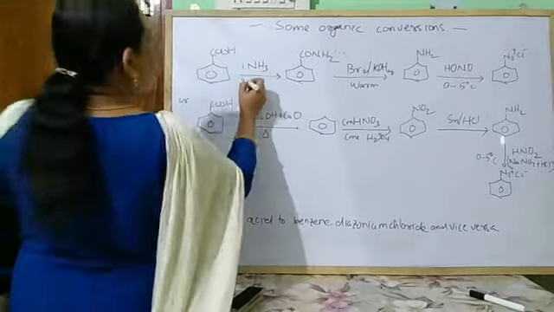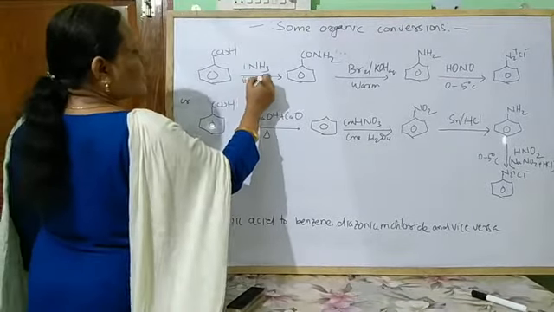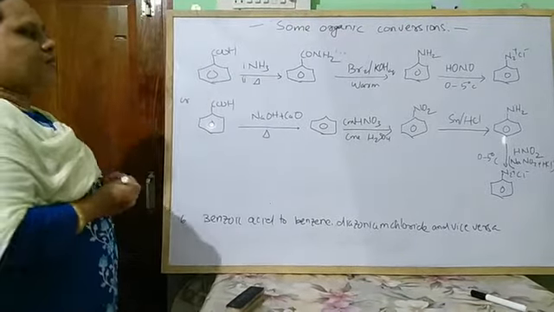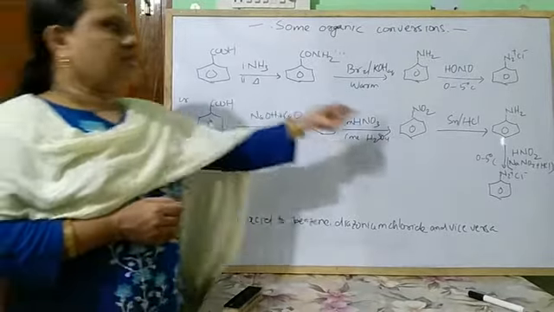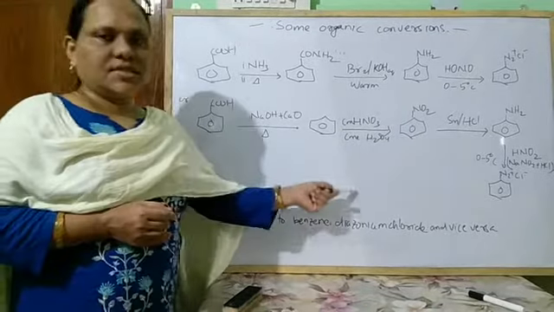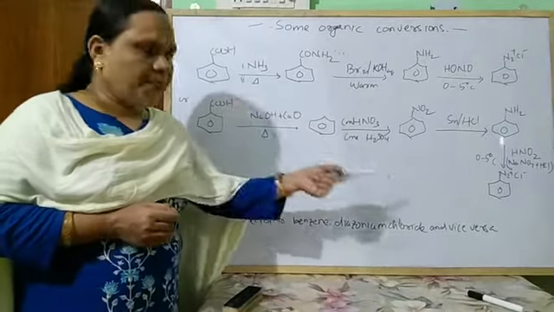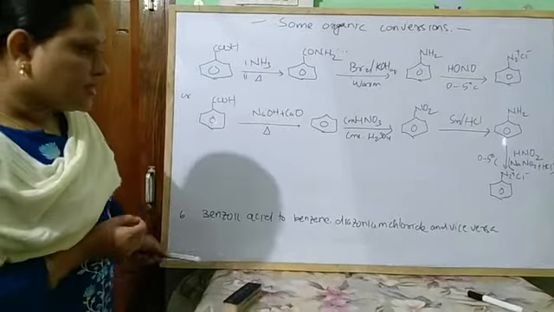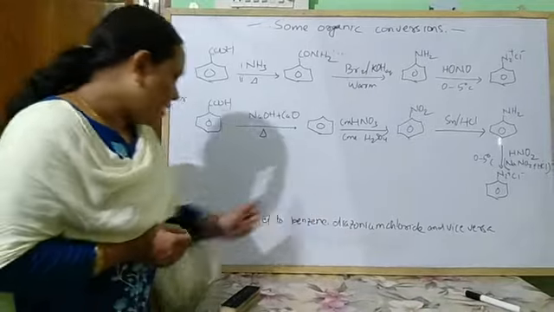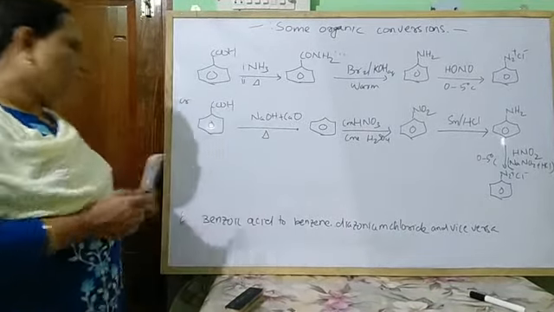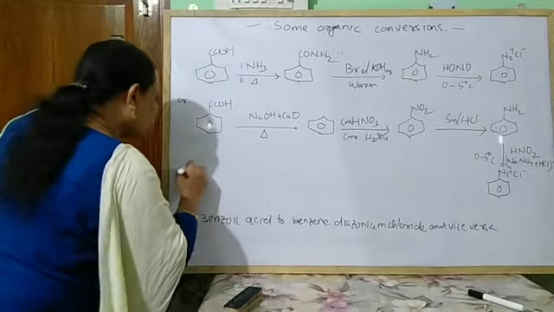This is ammonia and second step heat. So either you go through this reaction or you may go through this step. This is the conversion of benzoic acid to BDC. Then benzene diazonium chloride or BDC to benzoic acid. This is simple.